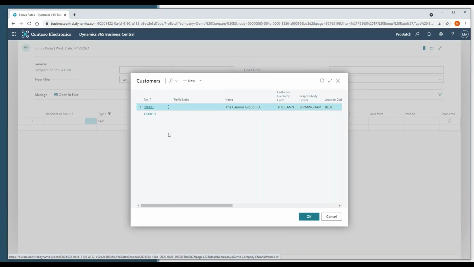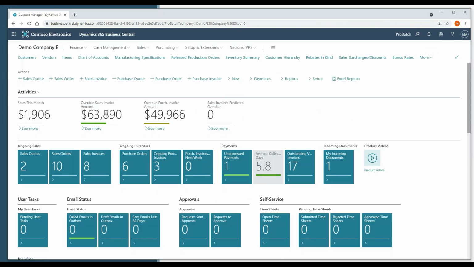And you'd have to designate a customer that's eligible for it and then put them into essentially a bonus relationship based on these rates to then apply that to the customer hierarchy, price groups, etc. All right, so that's the bonus piece. Similar to rebates in kind, it's going to be a non-inventoried item.